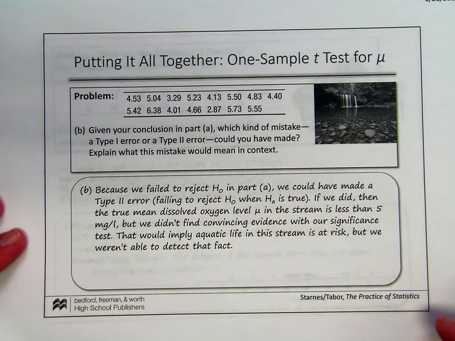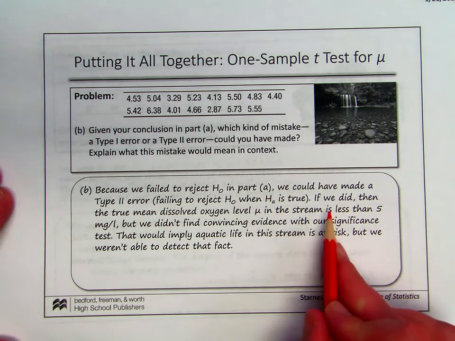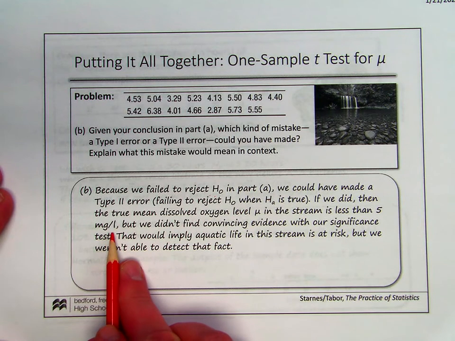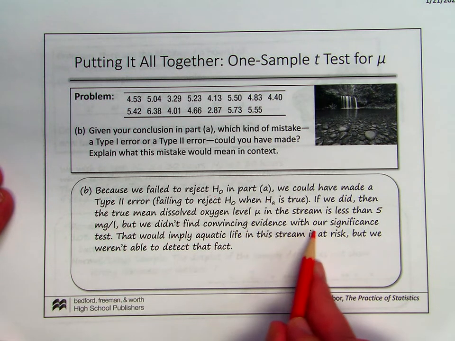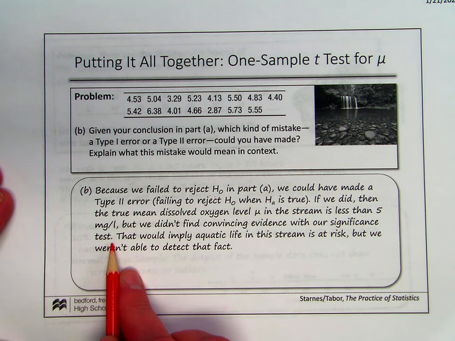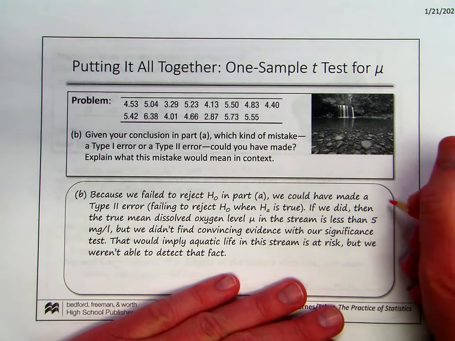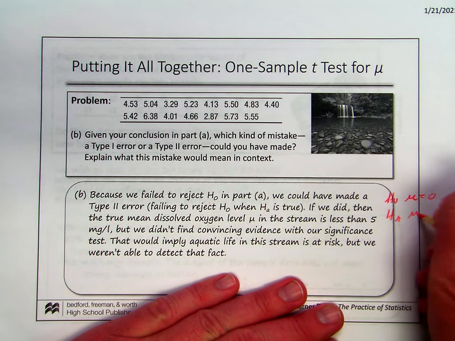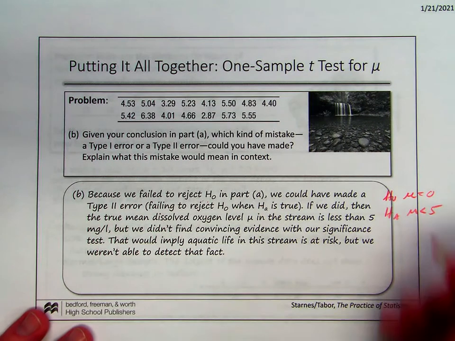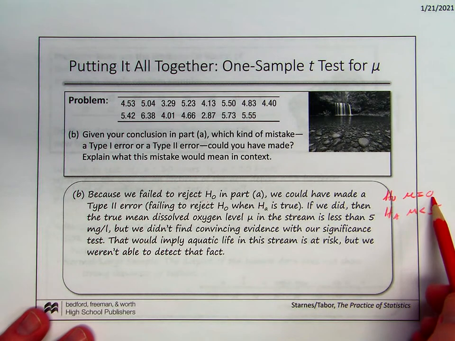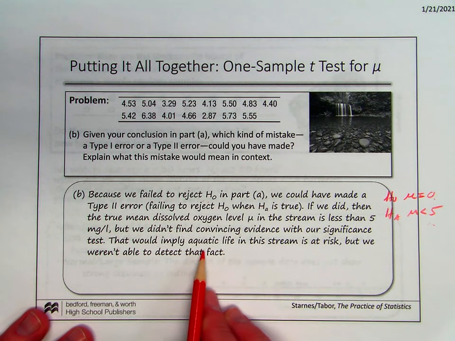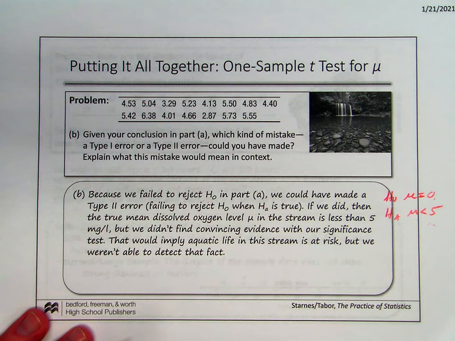All right. Now, what's the consequence of that? If we did, then the true mean dissolved oxygen level, mu, in the stream is less than 5 milligrams per liter, but we didn't find convincing evidence with our significance test. So, here, let's recap. Our H0 was that mu was equal to 5. Our Ha was that it was less than 5. So, if we fail to reject this, that means we don't have evidence for that. So, if we didn't find evidence for that, here's the result. That would imply aquatic life in the stream is at risk, but we weren't able to detect that fact.